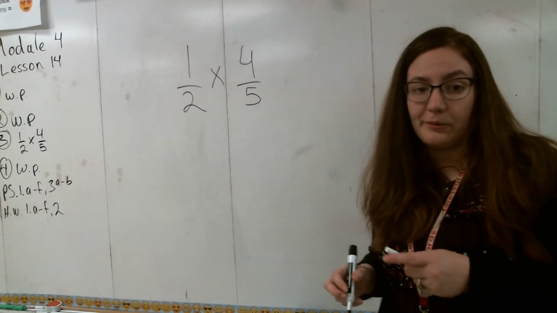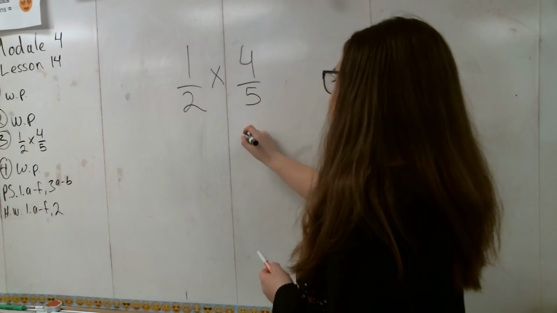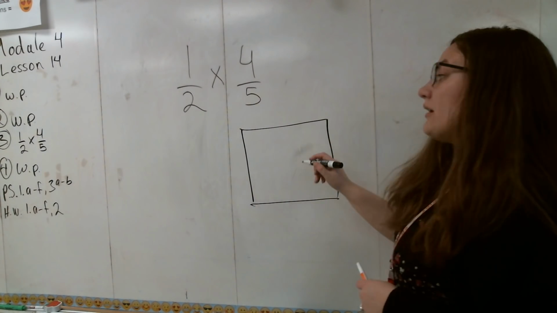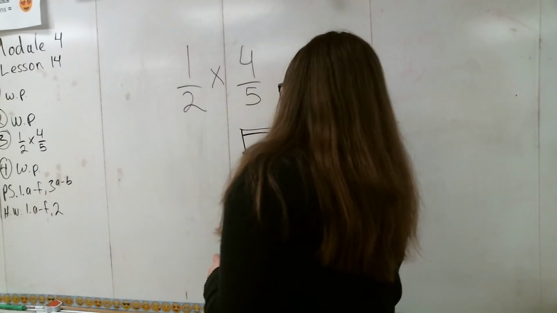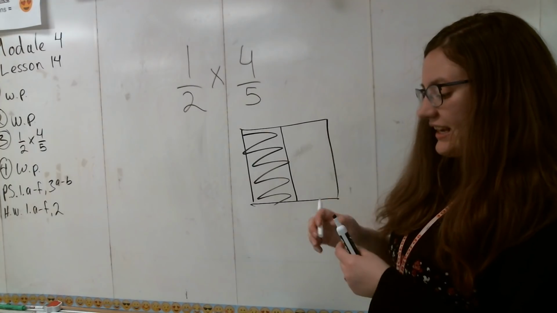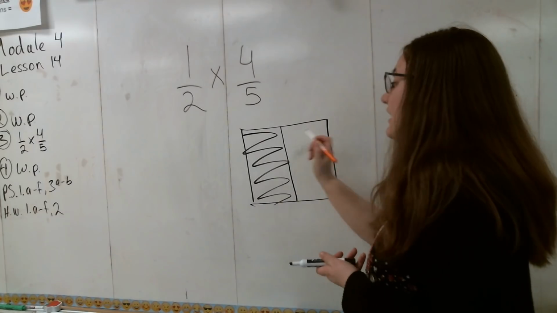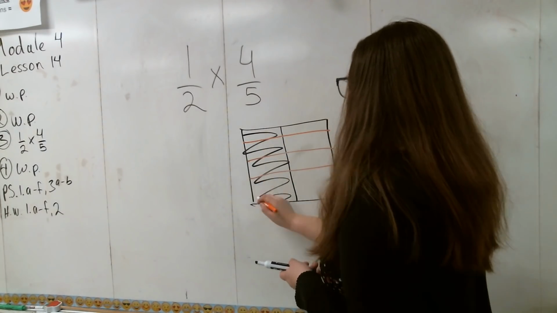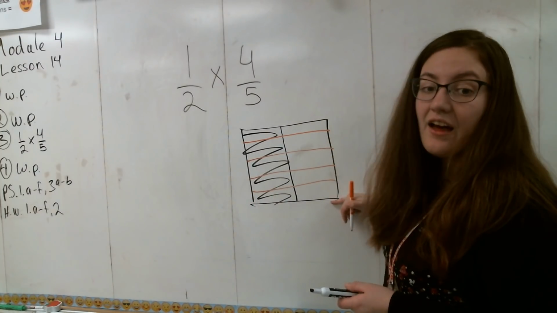So there is no word problem for this one, but I am going to draw a model and then do it numerically. So for this one, I'm going to start off with my model. I'm going to cut my model in half vertically and then shade that part in. And now, since my second fraction has a denominator of 5, I'm going to split this into fifths like so. 2, 3, and 4. So now I have 1/5, 2/5, 3/5, 4/5, and 5/5.